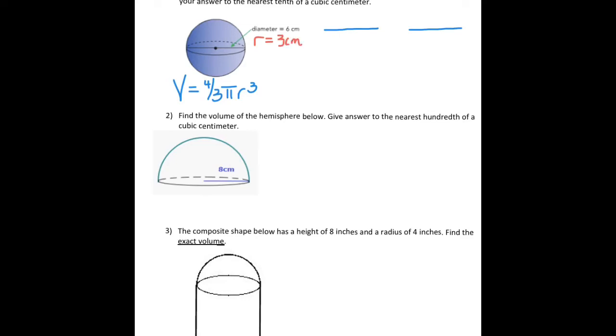So I'm just going to plug this value in. So I have 4/3 times pi times 3 cubed. All right, so I'm going to go to my calculator, and the first thing that I'm going to do is the 3 to the third power, or 3 cubed. And I see that 3 cubed is 27.